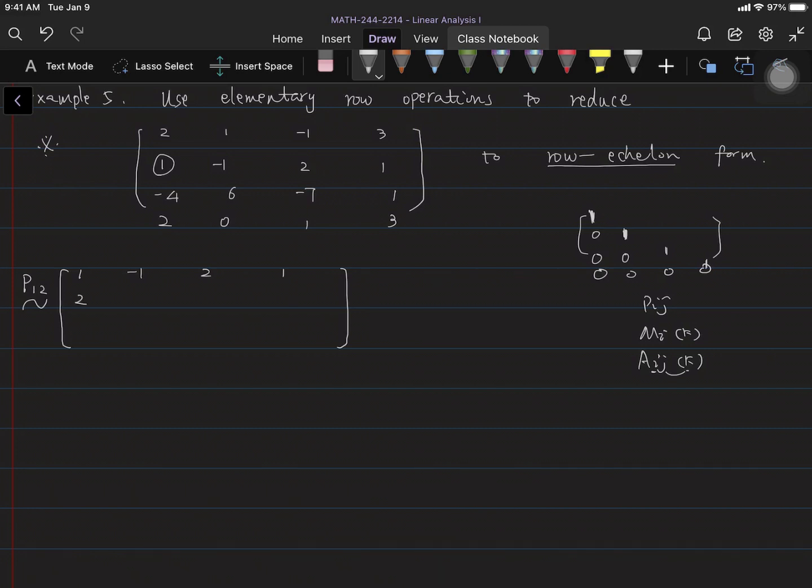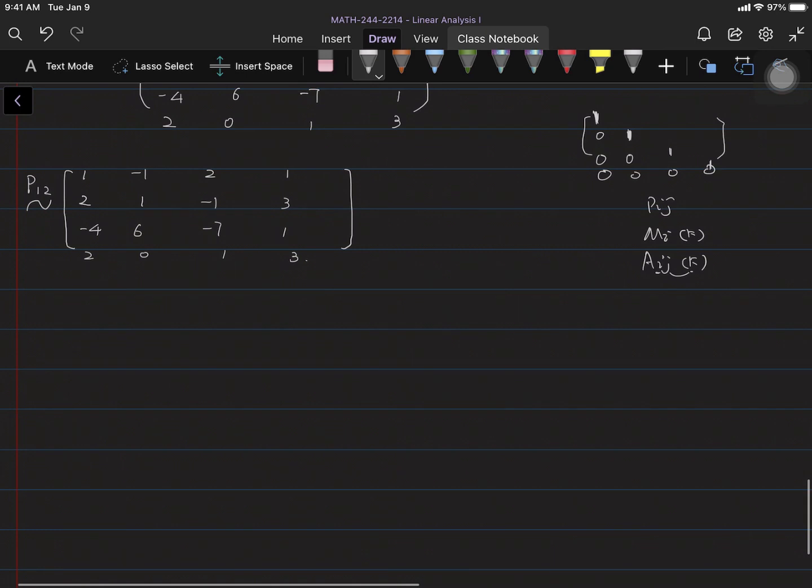And the second row, first row becomes in the second row position. Okay? And the row 3, row 4, they keep the same thing. 2, 0, 1, 3. Next, what's the row echelon form look like?